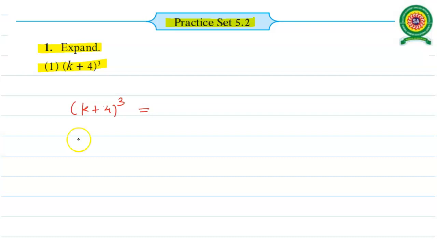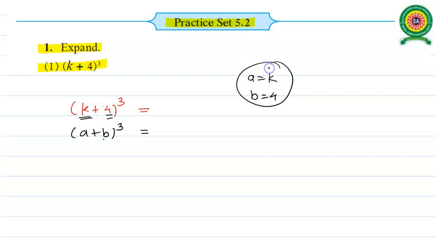So for that let us try to compare it with a plus b the whole cube, so that the a value becomes k and the b value becomes 4. So I am writing the a and b values somewhere here. The expansion of a plus b the whole cube is a cube plus 3a square b plus 3ab square plus b cube. Now try to replace a and b by their values k and 4 respectively.